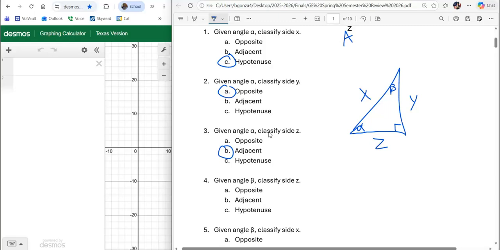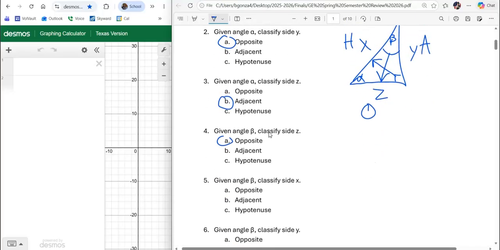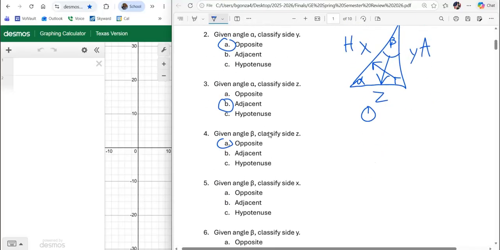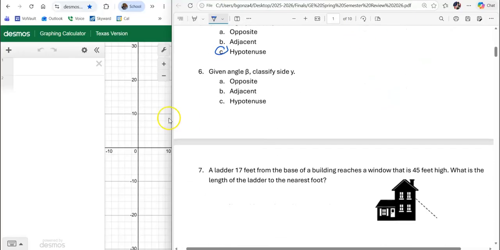okay, and now starting from angle B, we label O across from 90 as H, and the last one is A. Z is O for opposite. X is H for hypotenuse, and then Y is A for adjacent.